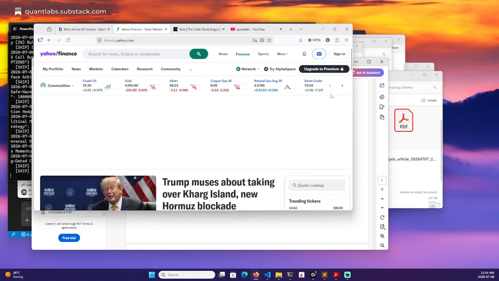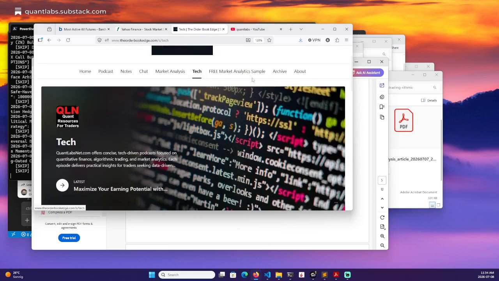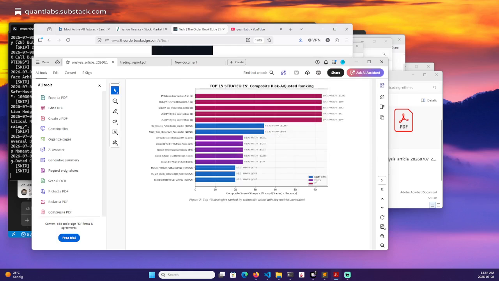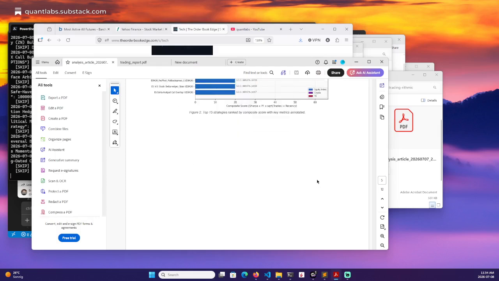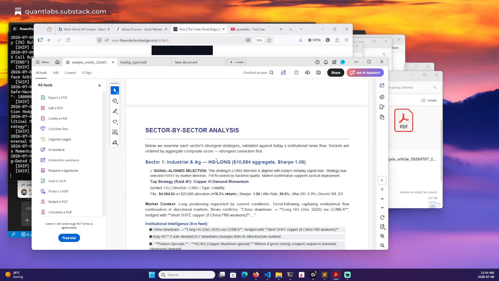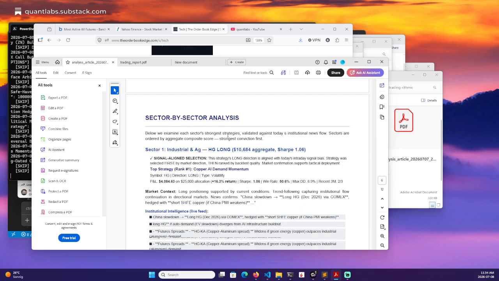You can see a lot of red in the markets. This is Yahoo Finance, right now in real time. Everything's down. We'll go over that in a minute. In this report, we list the top strategies and classify them as equity, crypto, or forex. So here it goes sector by sector.